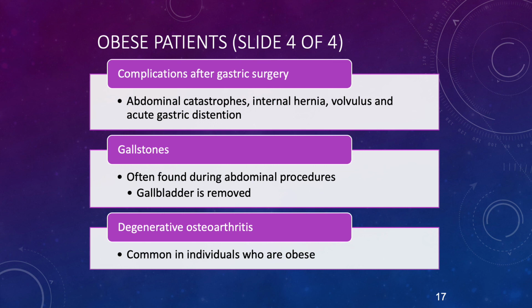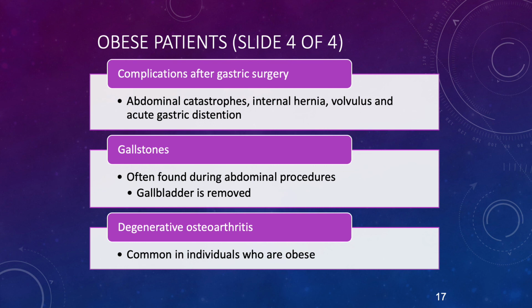And then lastly, acute gastric distension. So what happens here is gas can get trapped in the distal portion or the lower portion of the bypassed stomach. And this can lead to perforation of the stomach. And in this case, emergency surgery is going to be needed to repair that as well.